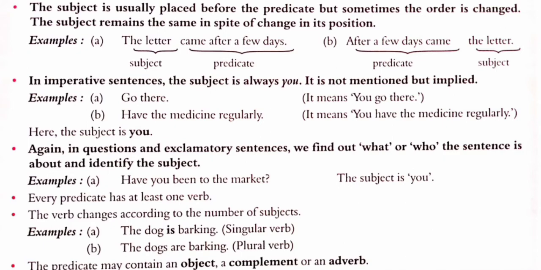Every predicate has at least one verb. The verb changes according to the number of the subject. For example, the dog is barking. It's a singular verb. The dogs are barking, plural verb. The predicate may contain an object, a complement, or an adverb.